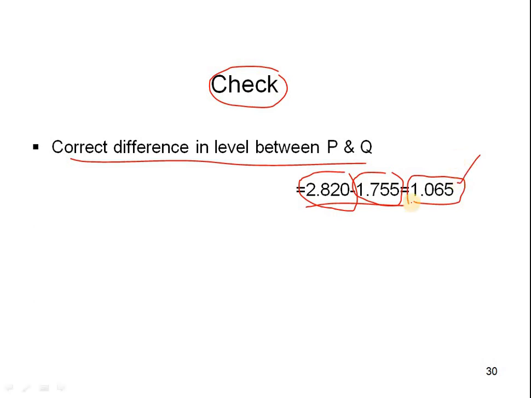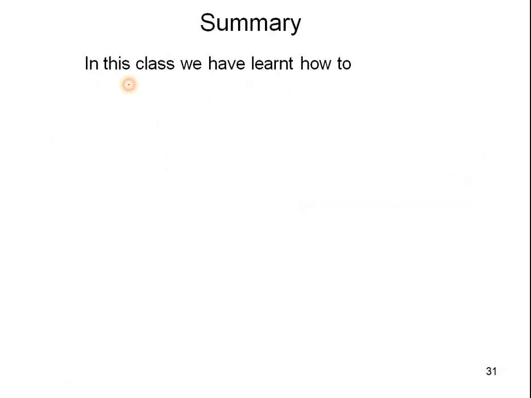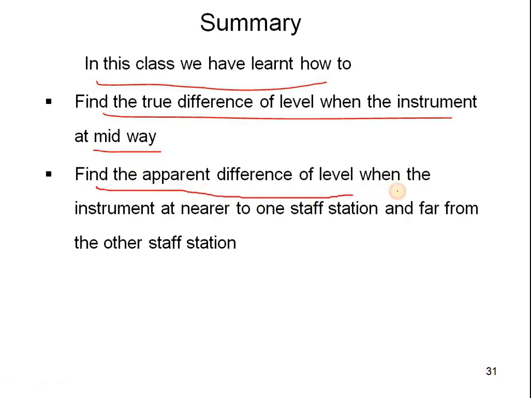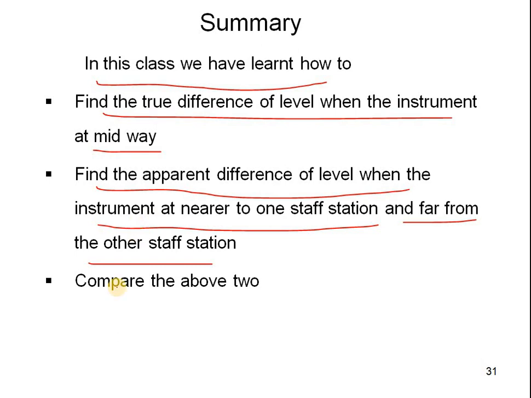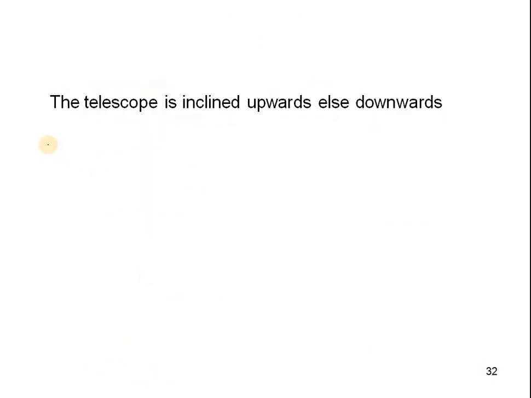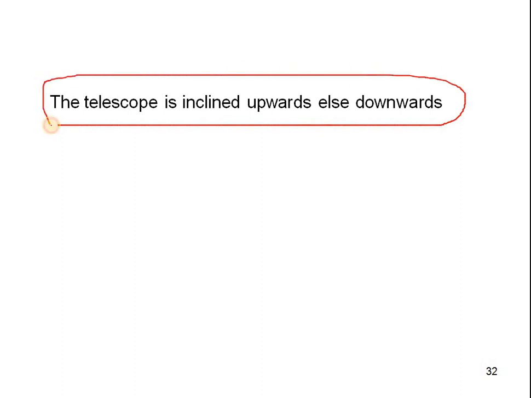By doing this we will get 1.065. So in this class we have learnt how to find the true difference of level when the instrument is at midway, and find the apparent difference of level when the instrument is nearer to one staff station and far from the other staff station. Comparing the above two, if the apparent difference of level is less than the true difference of level, the telescope is inclined upwards, otherwise downwards.